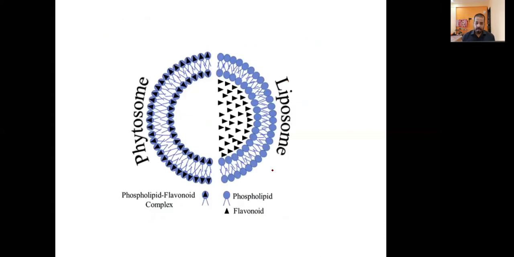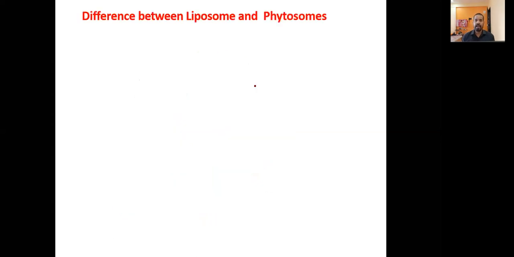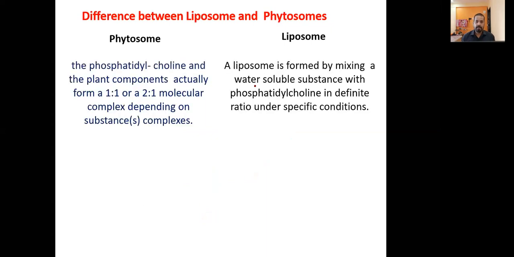Then let us look at the difference between phytosomes and the liposome. So the phospholipid flavonoid complex is shown with this type of diagram. So this is a phytosome, while in the liposome the phospholipids are empty, while the flavonoids are inside the cavity. Okay, so that is the major difference. We will see in detail the differentiating characters between the liposomes and the phytosome. So let us study that.